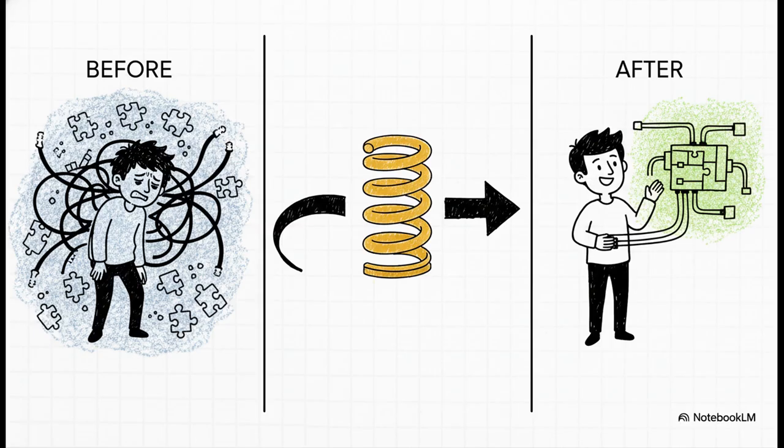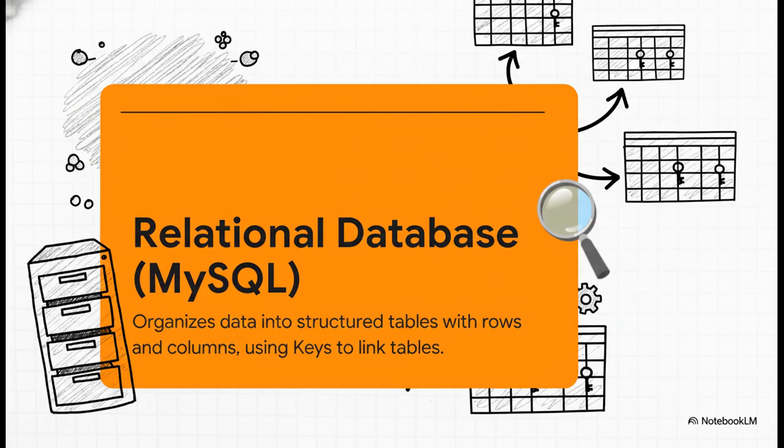This means developers get to skip all the boring, tedious setup and jump right into building the cool stuff that actually matters. And where does all that precious data live? In a relational database, like MySQL. The easiest way to think about it is as a super organized digital filing cabinet. All the data is stored in neat tables with rows and columns, and it uses special keys to link everything together, which ensures all the data stays consistent and reliable.